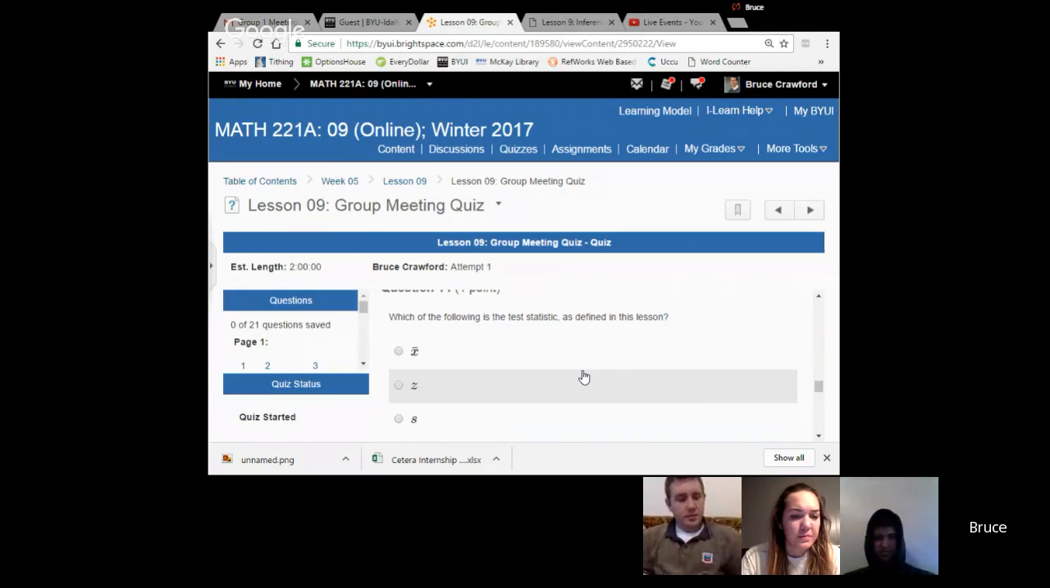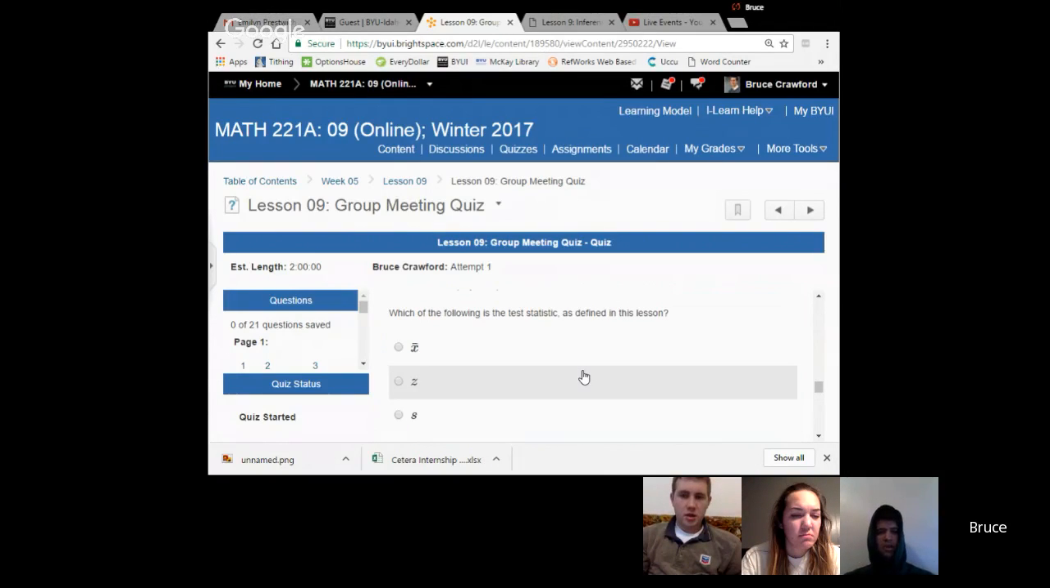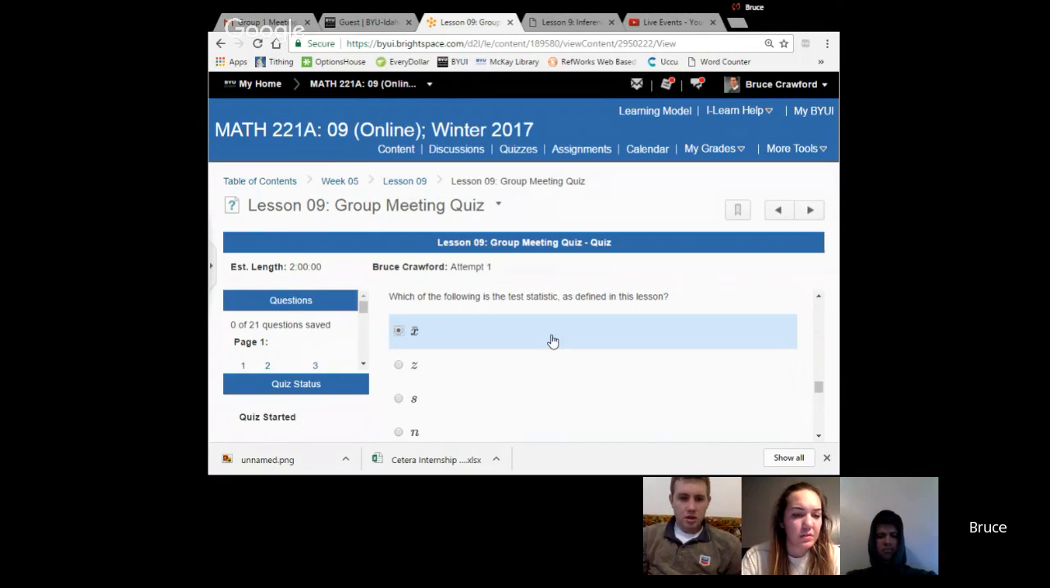Which of the following is a test statistic as defined in this lesson? That'd be x bar, right? Is it? I don't know. Not n, it's not z. I don't think so. Then s is a standard deviation.